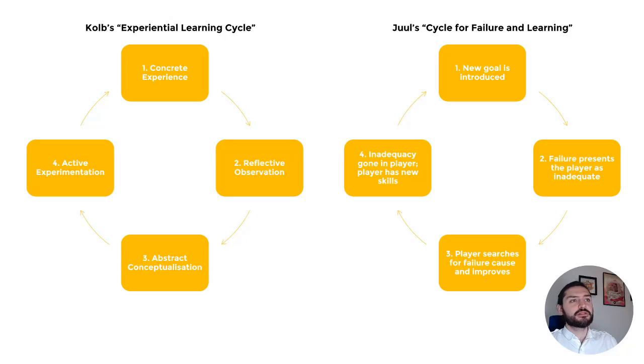3. A new idea or modification of an existing idea is formed, which in Juul's is the player searches for the failure cause and improves. And 4. The learner applies this idea to the world to see what happens, which in Juul's is the inadequacy is now gone in the player and the player has a new skill.